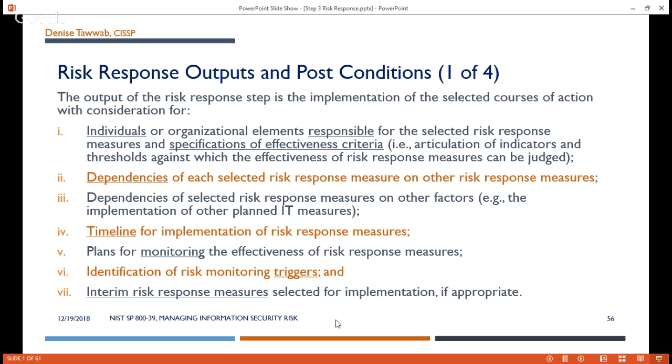Dependencies of selected risk response measures on other factors, for example, the implementation of other planned IT measures. Maybe you're in the middle of doing a rollout of Office 365. You're already in the middle of doing that, and you're also looking at security. The timeline for implementation of risk response measures comes out of risk response, outputs for monitoring the effectiveness of risk response measures, identification of risk monitoring triggers, and interim risk response measures selected for implementation if appropriate.